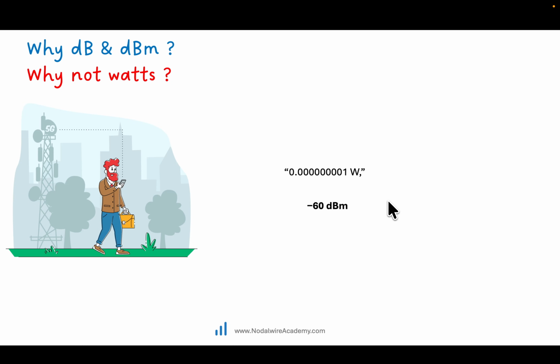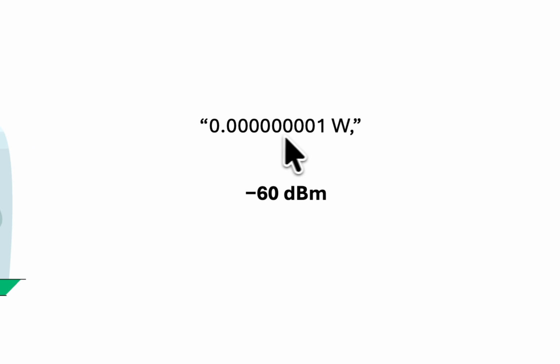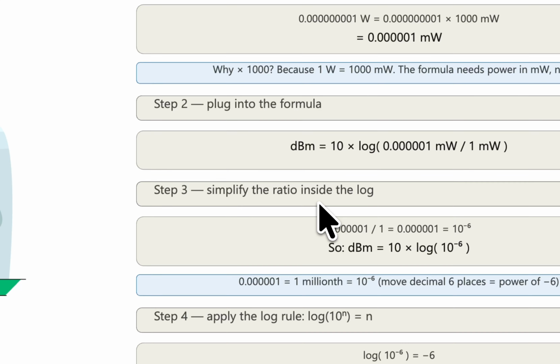Also, since we are using a logarithmic value, instead of multiplying two power levels, we can simply add the values in logarithmic scale. Similarly, division is done by subtracting two values in logarithmic scale. That is why using decibel and decibel per milliwatt brings down the complexity of the calculations. Now we have seen a value of 0.8 zeros followed by 1 watt. How is it converted to minus 60 decibel per milliwatt? Let's see it on the next page.